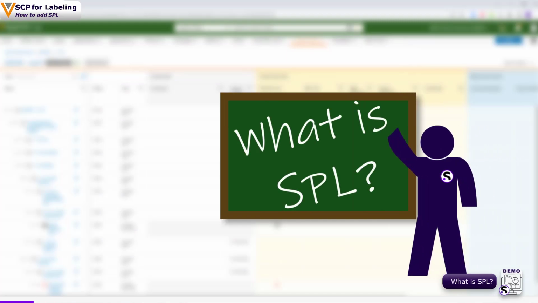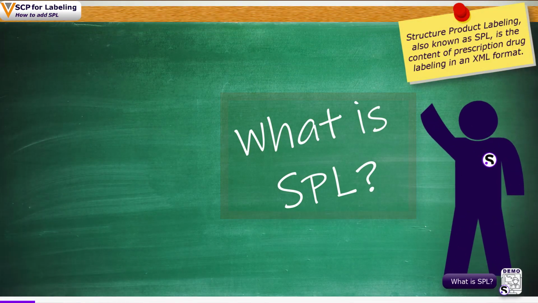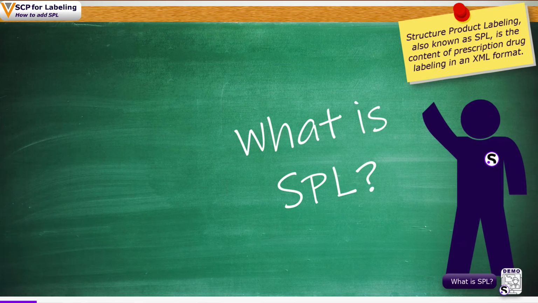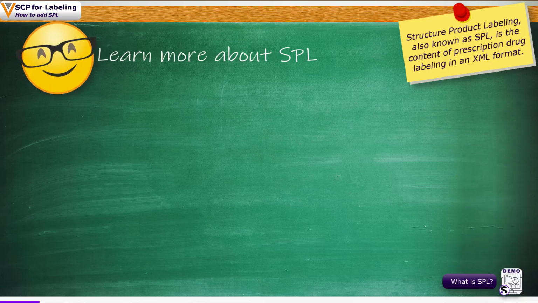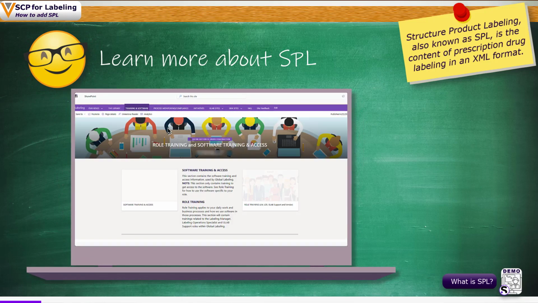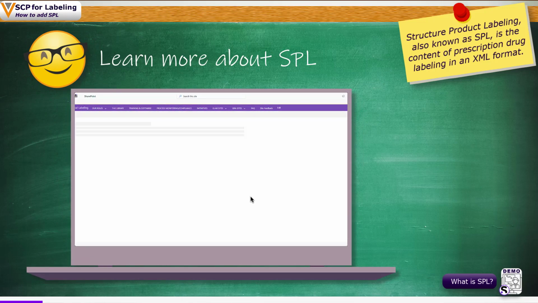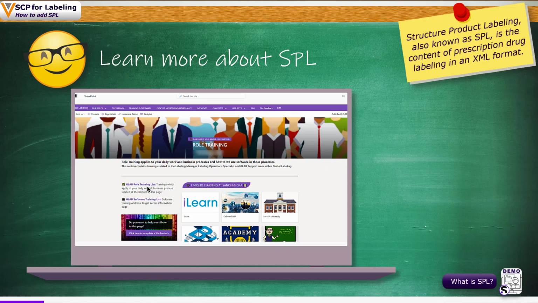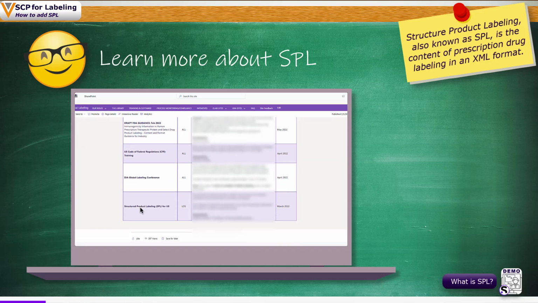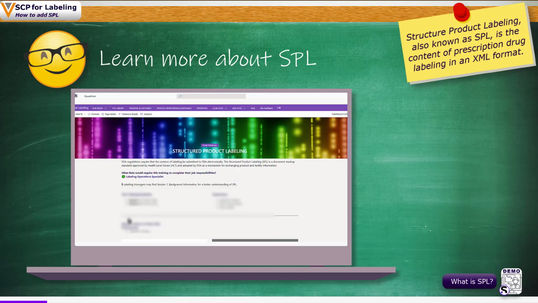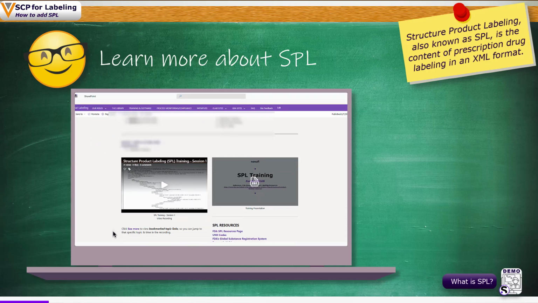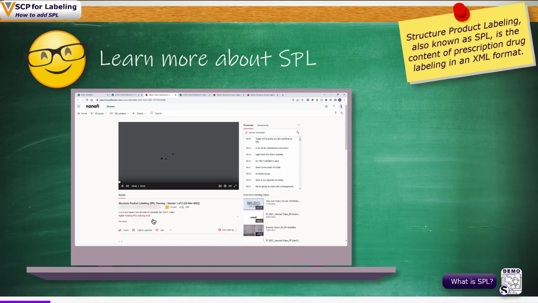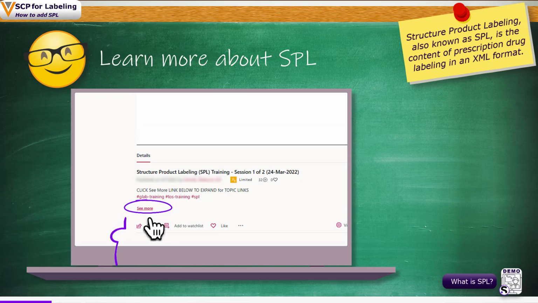What is SPL? Structured product labeling, also known as SPL, is the content of prescription drug labeling in an XML format. If you would like to learn more about structured product labeling, please review the SPL training we have in the Global Labeling SharePoint site. This site is restricted to the Global Labeling group only. However, the training videos are available to anyone with a Sanofi email address. Just click the See More link in the details of this video for links to the SPL Global Labeling training videos.